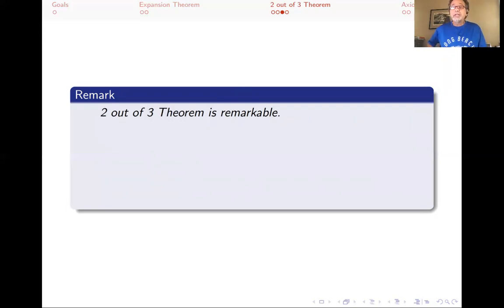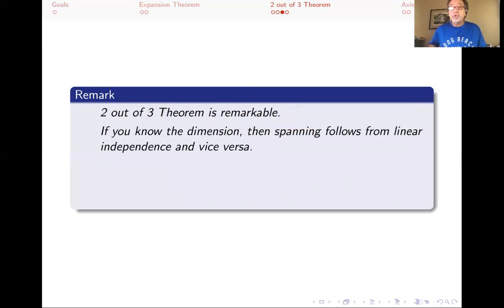It is remarkable because it says that if you know the dimension, then the spanning follows from linear independence. If you know the dimension and you know the size of your set, if you know it spans, it's linearly independent. And linear independence and spanning were quite different things. And the fact that one follows from the other is pretty amazing. This shows you how important dimension is.